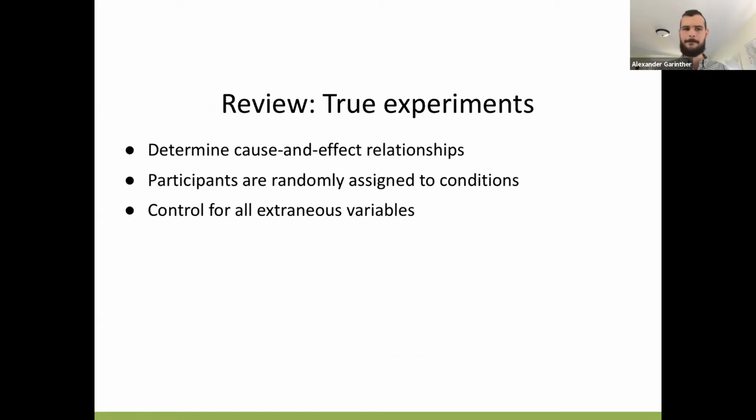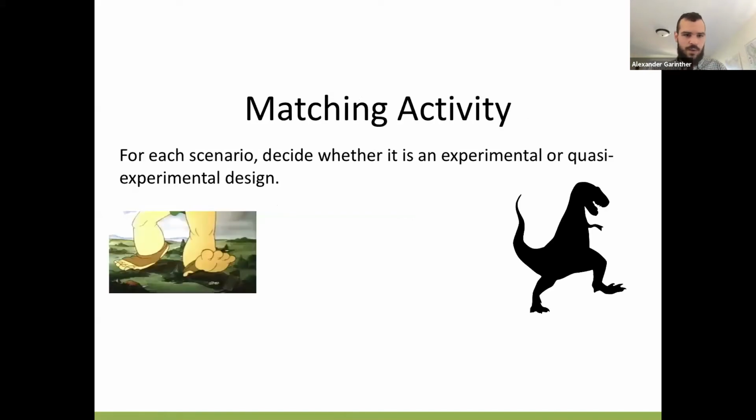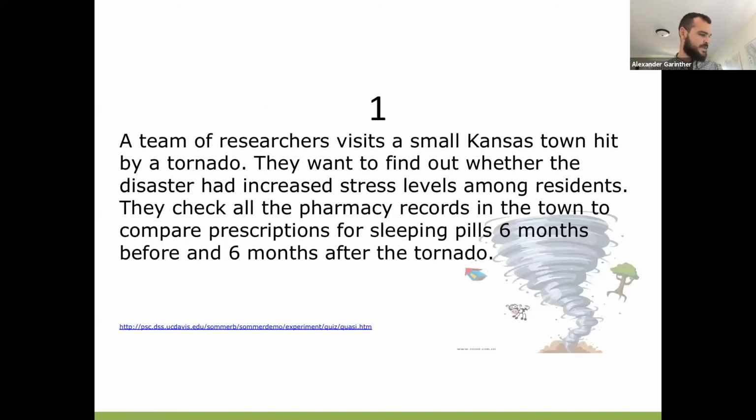And so remember, true experiments randomly assign participants to conditions, and in these cases, often the researcher is manipulating who goes into which condition. So the researcher is manipulating the independent variable. And we can tightly control for all other variables other than our independent variable of interest. So just a little review. Let's see how we do. You can just type E or Q into the chat. So is this E for experimental or quasi?